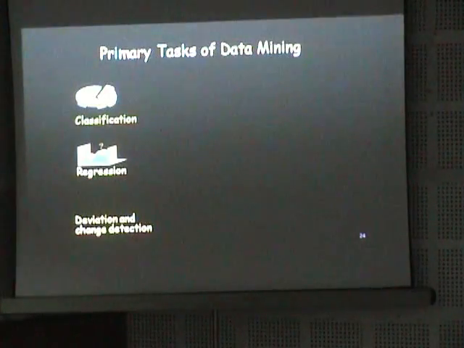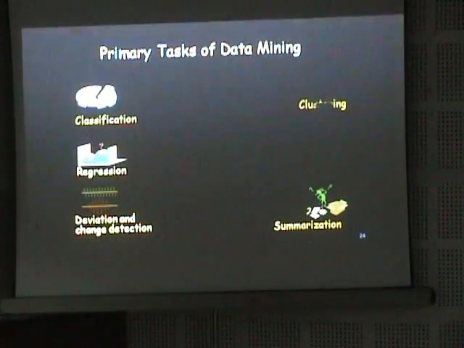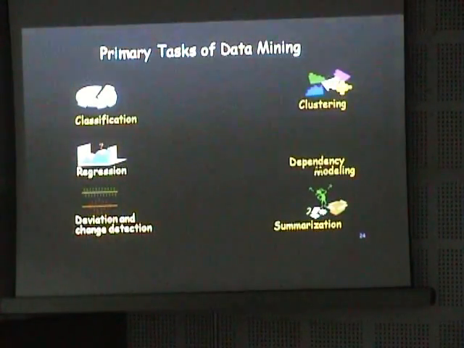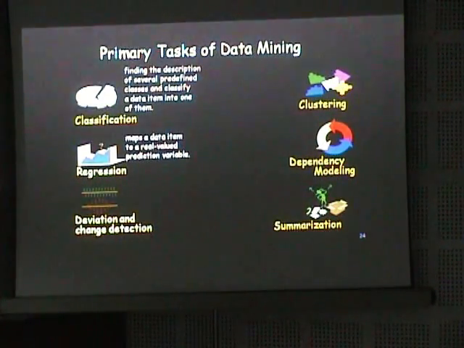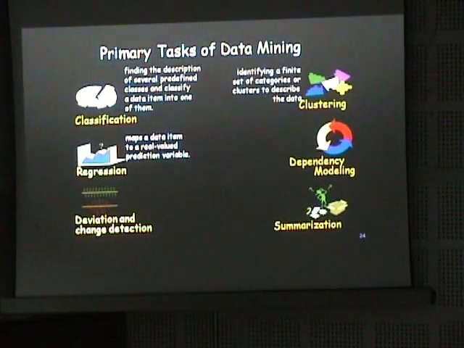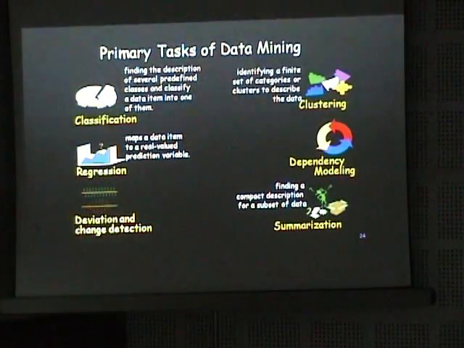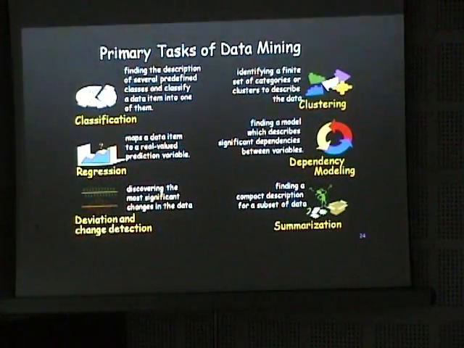These are the tasks which are done by data mining. Classification. This is to classify the data into several classes. Regression, deviation and changes. Clustering. That is to divide several objects as a group of similar kind of data. Data modeling. Then summarization of that data into a single unit. That means to integrate the data.